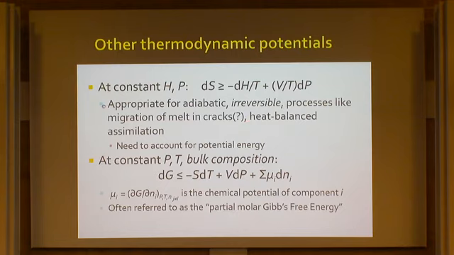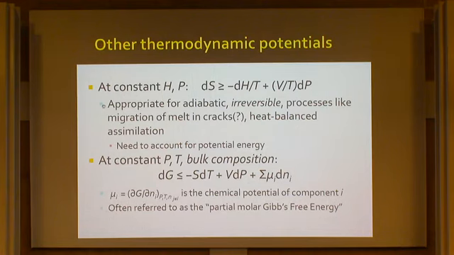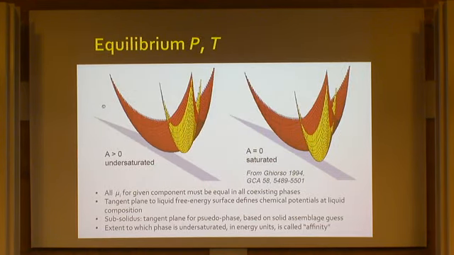Here's entropy. And at constant pressure, temperature, and bulk composition, we end up with these terms where mu is the chemical potential of the component I, which is the partial molar Gibbs free energy. So if we were for this situation, we have a free energy surface for our initial reservoir. That's usually the liquid in igneous.